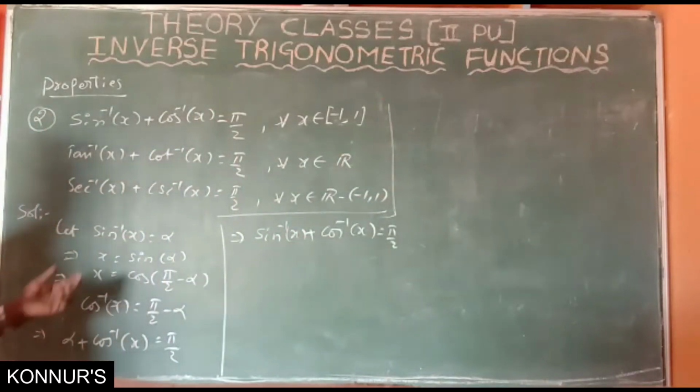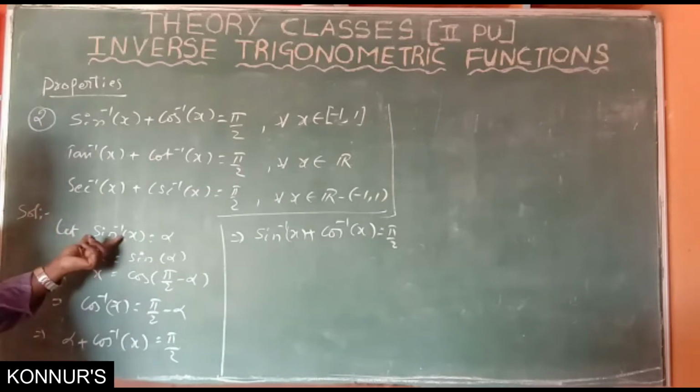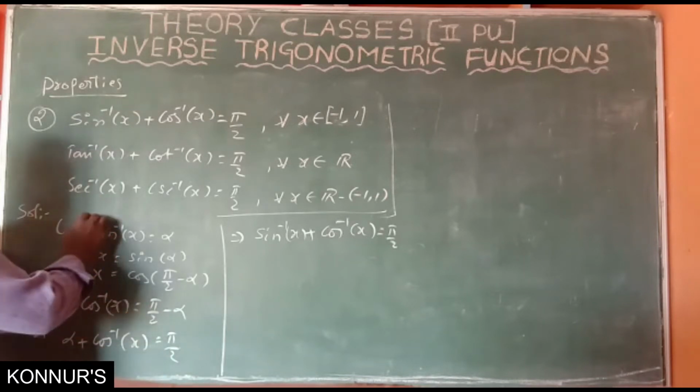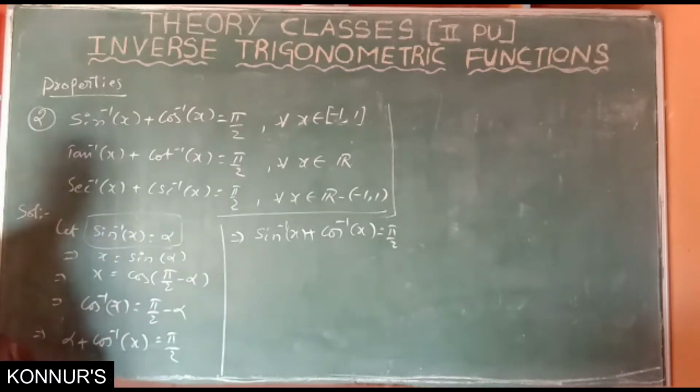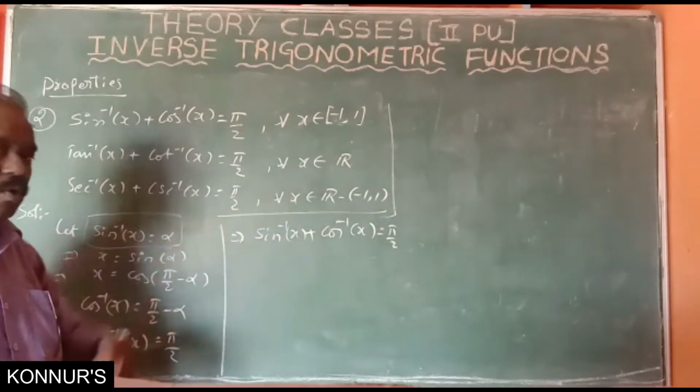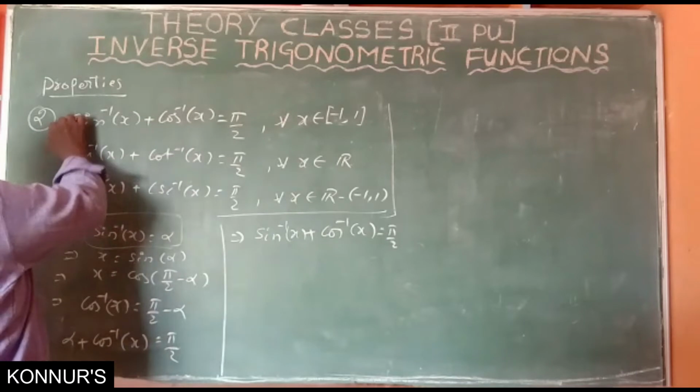Observe. Once again I will repeat it. Sin inverse x is equal to alpha, so x is equal to sin alpha. Sin alpha is nothing but cos of 90 minus alpha, and that cos is sent to this side. Cos inverse x is equal to pi by 2 minus alpha, and minus alpha is sent to this side: alpha plus cos inverse x is equal to pi by 2. This alpha, by our assumption, is sin inverse x. So sin inverse x plus cos inverse x is equal to pi by 2. So the first one is proved.